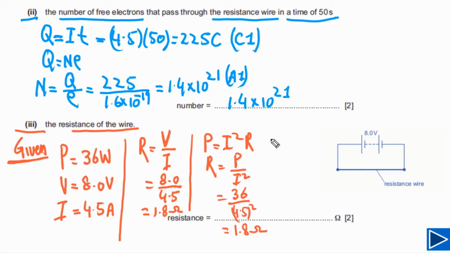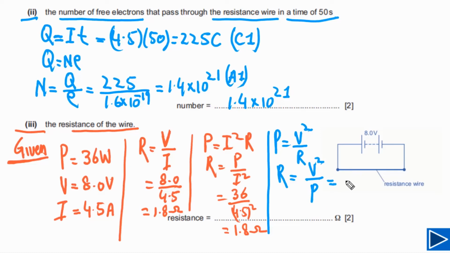We can also calculate the resistance of the wire by using the relationship between potential difference, power and resistance. So P is equal to V squared, where V is the potential difference across the wire, divided by the resistance of the wire. In this case, we need to find the resistance of the wire. So simply we can say potential difference squared divided by power is equal to resistance. And now simply we can plug in values. The potential difference in this case is equal to 8.0. So we need to take the square of that and divide by the power. So our final answer will be 1.8 ohms.